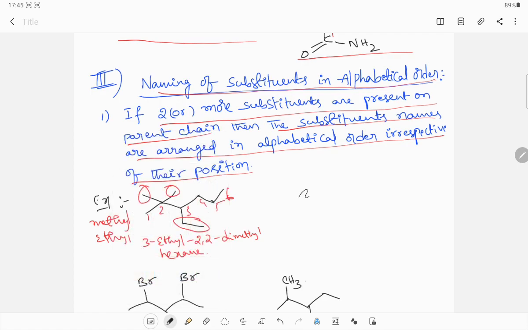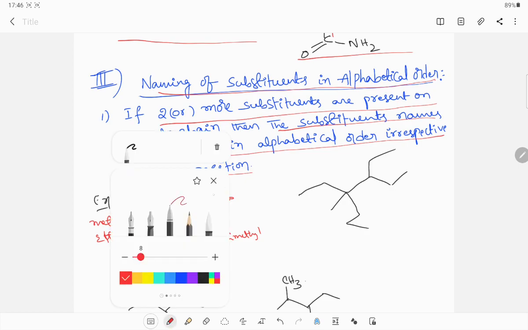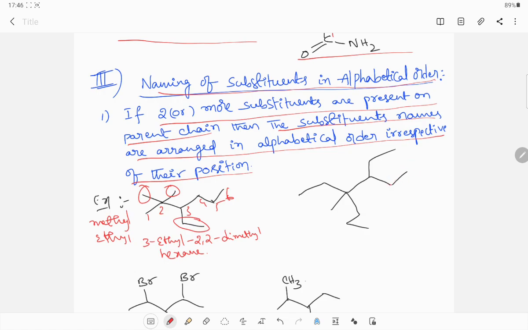See, I will write the structure of that compound one more time like this. Okay, now look here, I am starting the numbering. This is the correct way of representation. 1 2 3 4 5 6. Simpler group at the lowest possible number. Now here this is the ethyl group, this is the methyl group, this is the propyl group.